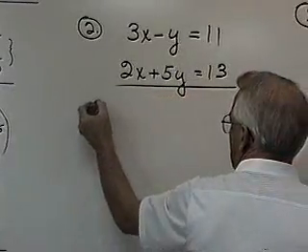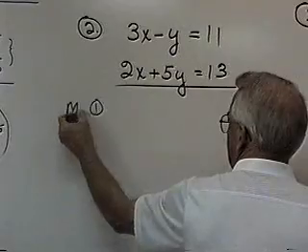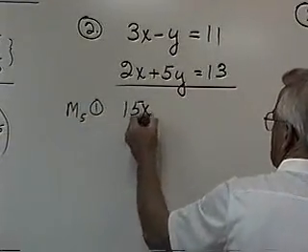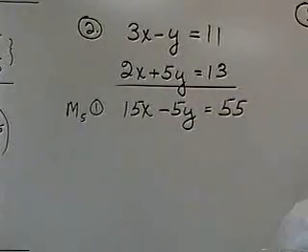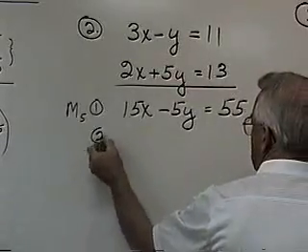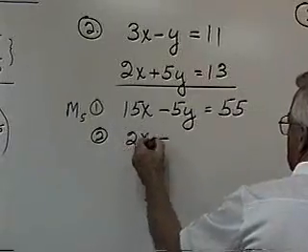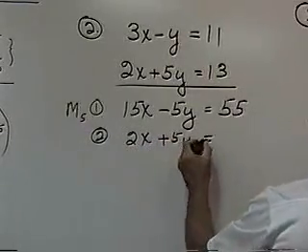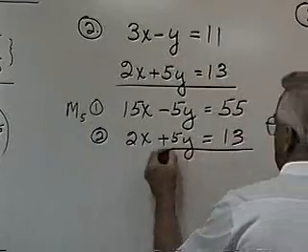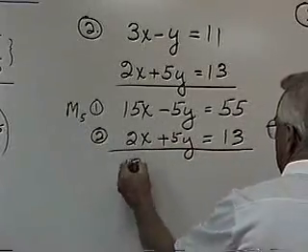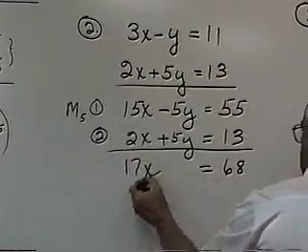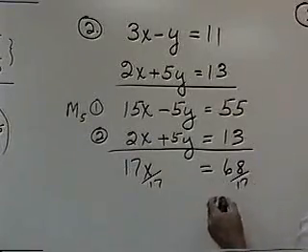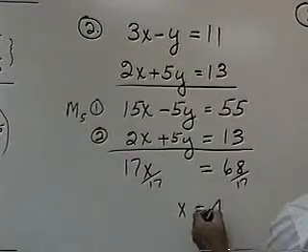Let's take equation 1 and multiply it by 5. So that's 15x minus 5y is equal to 55. Just writing the second equation down, that gives us 2x plus 5y is equal to 13. And now adding, we get 17x is equal to 68. Dividing both sides by 17, we get x is equal to 4.